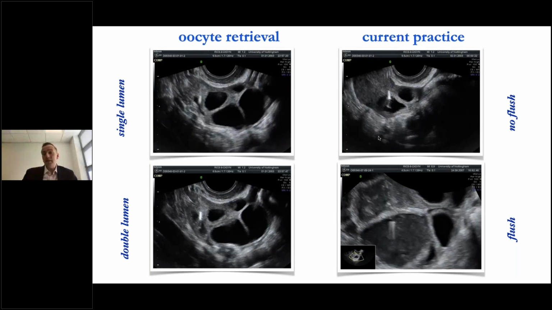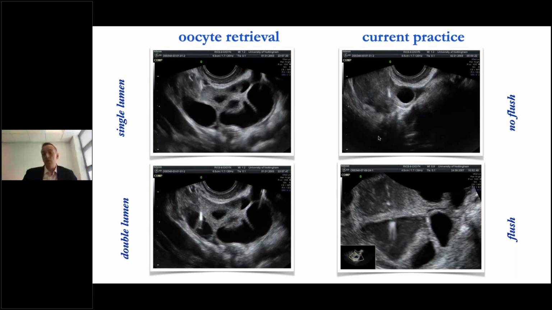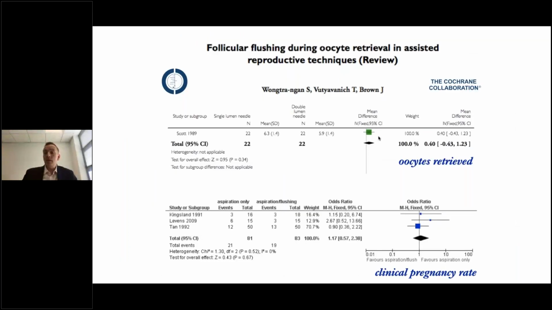There's a lot of studies. I show you just one summary of the Cochrane review, showing even in women with poor response and low follicle numbers, there is no evidence of an improvement in egg retrieval or in clinical pregnancy rate. And there's some evidence now that it's detrimental. It actually tends to increase time, increase pain, and cools the eggs down. So very, very limited benefit in flushing.